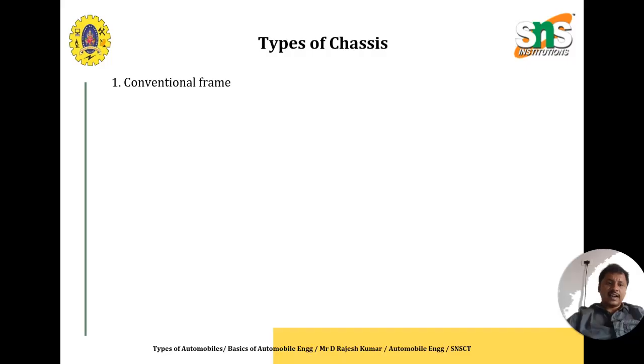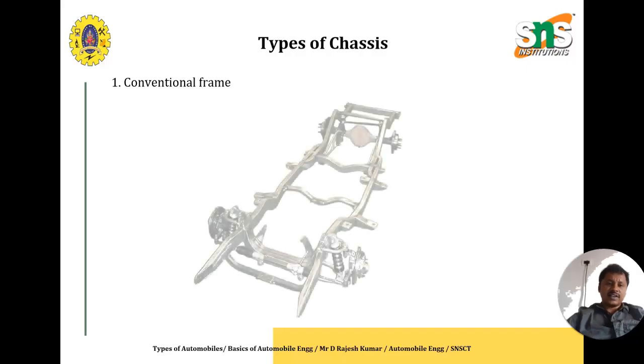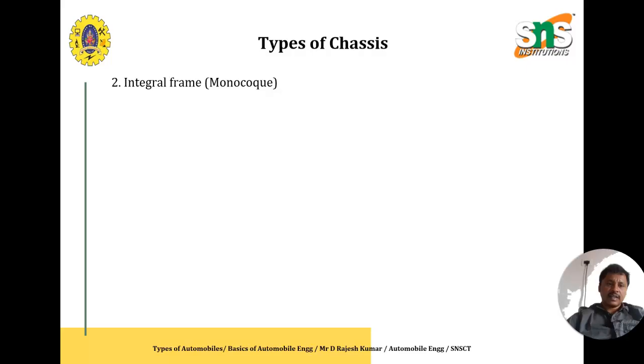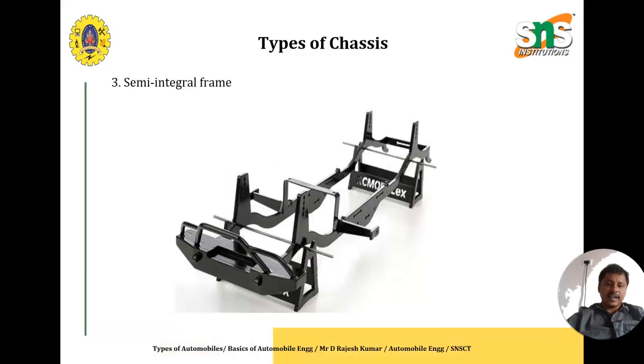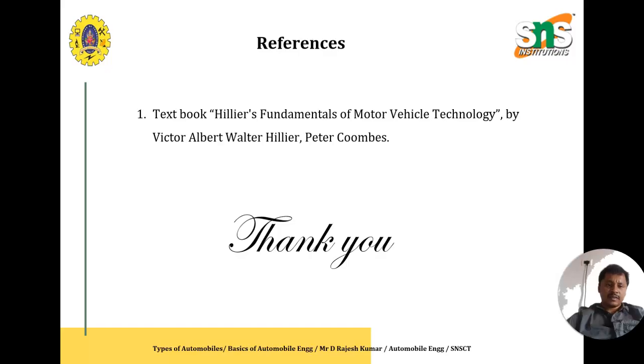Other than this, there are different types of chassis. Conventional frame. Next is the integral frame or monocoque. Semi-integral frame. That's it about the basics of automobile.